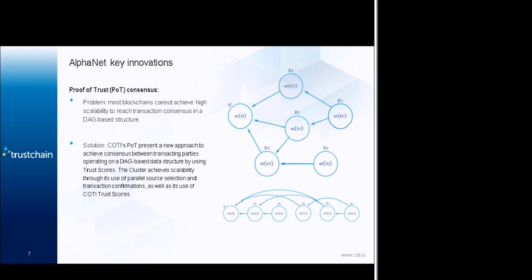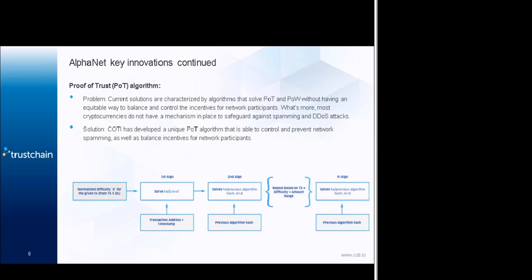Moving forward to some of the AlphaNet key innovations, the first one, which is one of the important ones, is the proof of trust consensus algorithm, which addresses the problem of scalability. COTI's scalability and consensus protocol present a new approach to achieve consensus between transacting parties operating in a DAG-based data structure by using trust score. The cluster achieves scalability through its use of parallel source selection and transaction confirmation, as well as its use of the trust score itself.